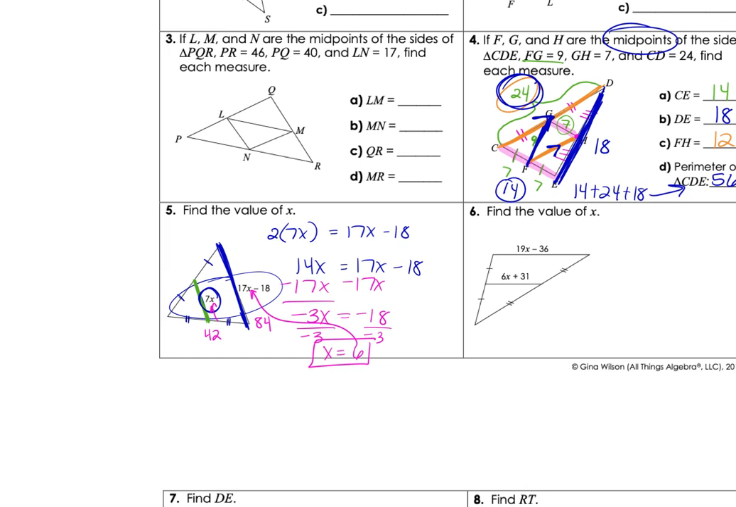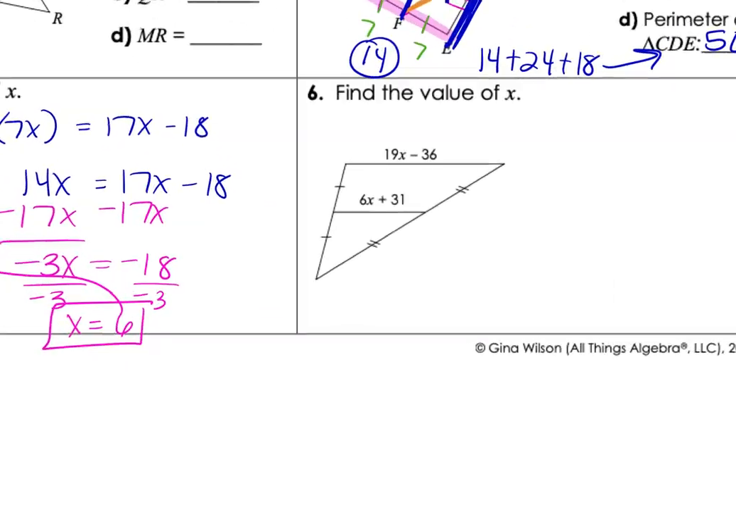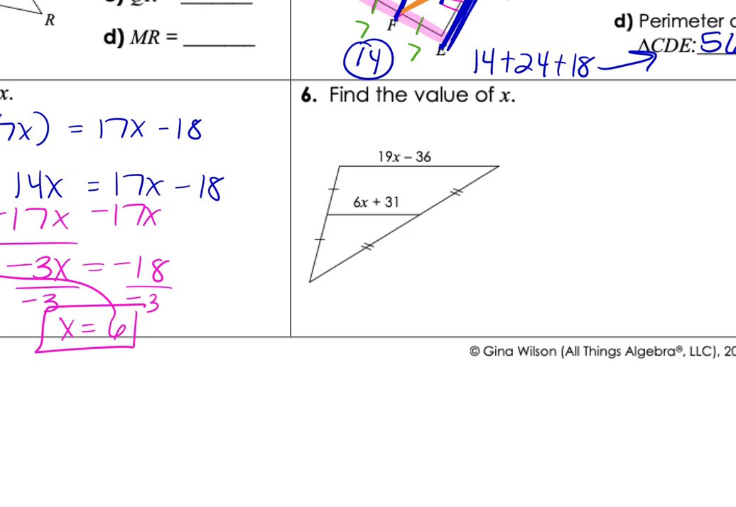Questions on that? Okay, so we're not going to do this one, but just tell me what you would do on number 6. Double the 6x plus 31. Now, if you're going to double it, which property needs to get used? Distributive property. So if you double that, then it will equal the 19x minus 36. So just make sure you distribute if you're going to do it that way.